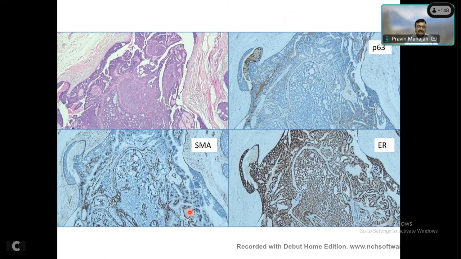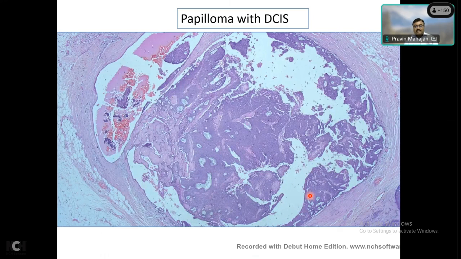Similarly, SMA will be present in the papillae, but it looks reduced in the center portion where there is atypical proliferation. And if you see, ER is diffusely expressed in this area. So what this is telling me is that this is some atypical proliferation, which is either ADH or DCIS in the papilloma. You go on to another case here.